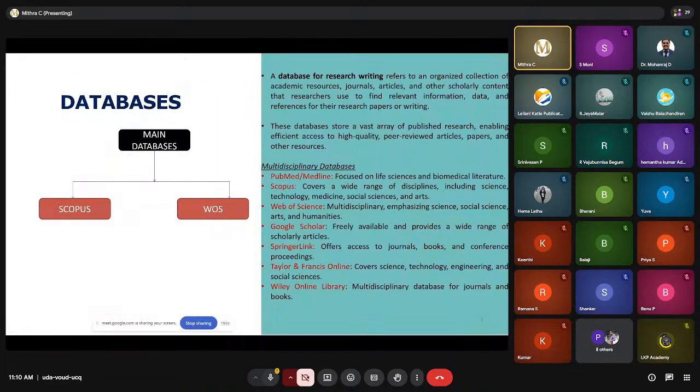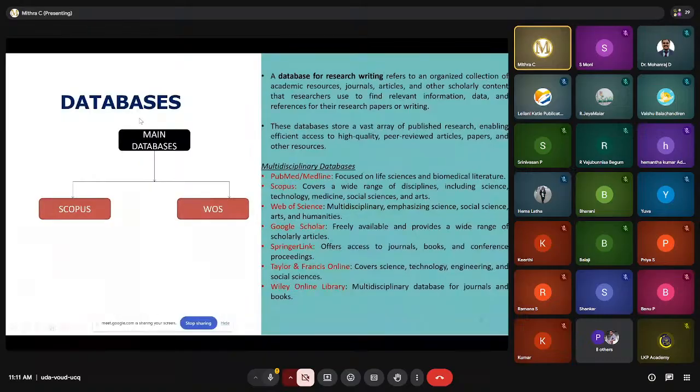Okay. The next thing is about databases. So, what is a database? A database is an organized collection of academic resources, containing journals, articles, and other scholarly content that is useful for researchers. That is called a database.